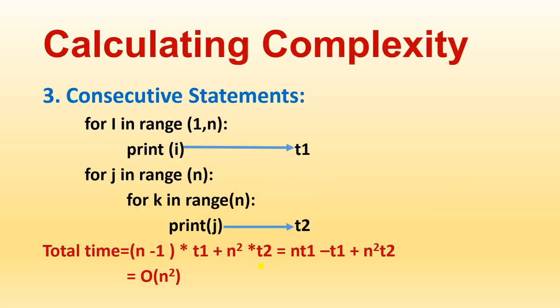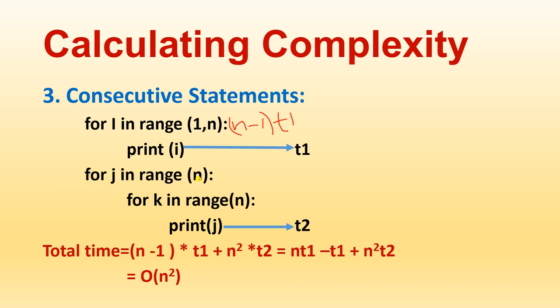Now next is calculating the complexity in consecutive statements. Consecutive statements means the statements that are executed one by one. So here, for i in range, the value of the i loop will run from 1 to n minus 1. Then print i, now this is again a new loop, it is not a nested loop. So when you calculate this, this n minus 1 is multiplied with t1.